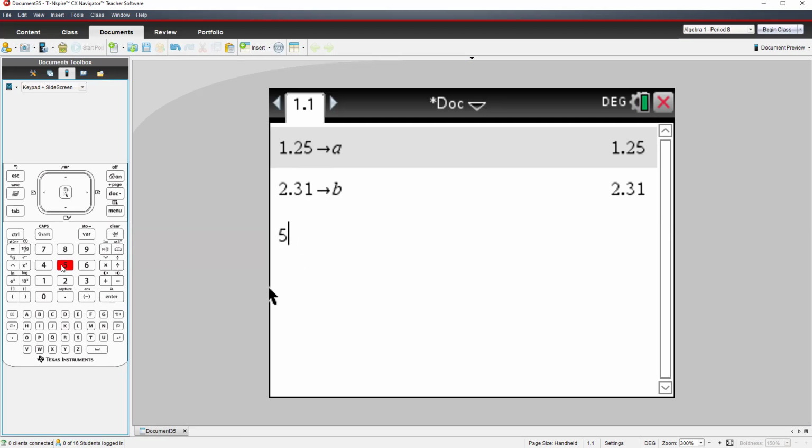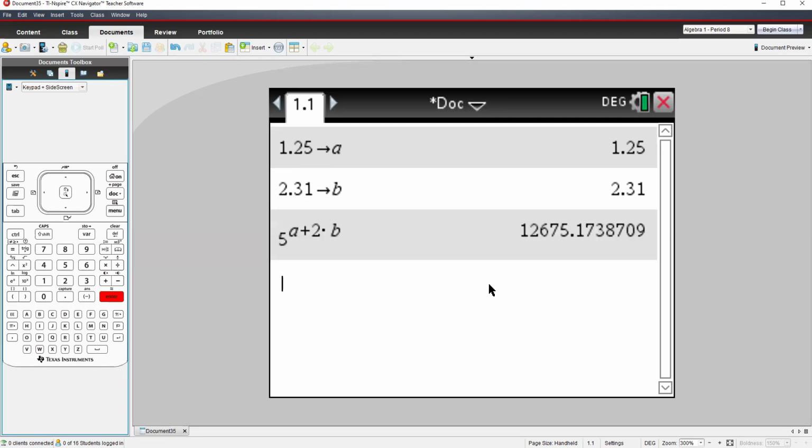So I'm going to do 5 to the A plus 2B. Let's see what we get. We get 12,675.17 basically, right? So now I'm looking for the answer that gives me this, and that means they're equivalent. So I'm going to enter the first one: 5 to the A power times 5 to the second power times 5 to the B power. Boom. Nope, doesn't match. Not that one.